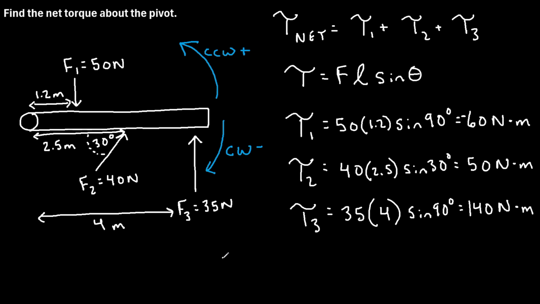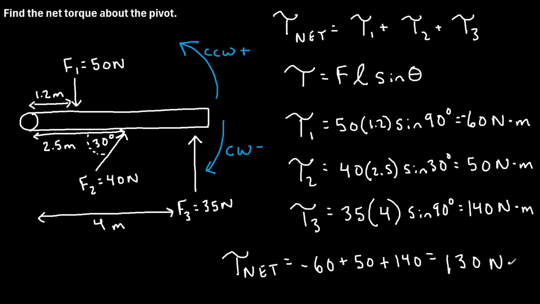So our final net torque is simply going to be these 3 values added together. So we get negative 60 plus 50 plus 140. And that turns out to be 130. And we'll say Newton meters. So that will be our final answer for this one. That is the net torque about this pivot.